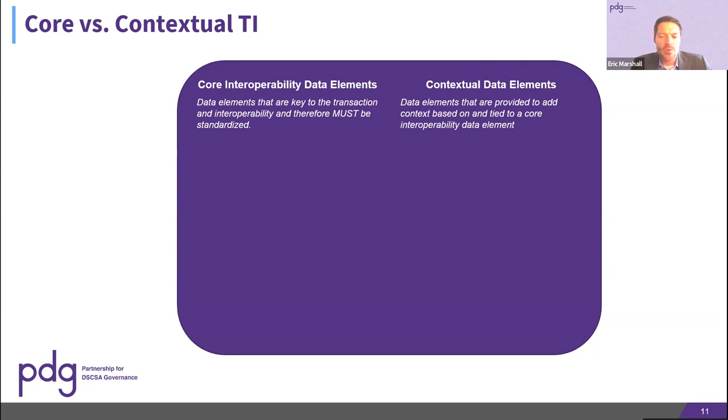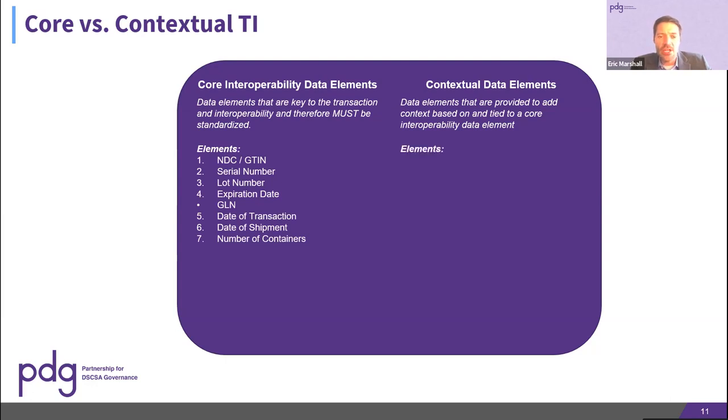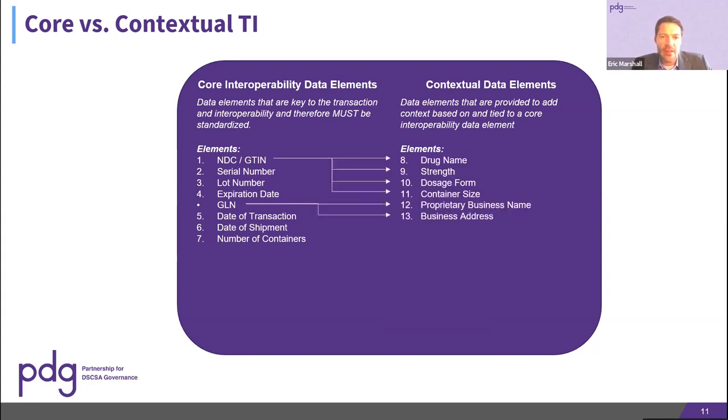As I mentioned, TI is really a set of 13 different data elements. Certain of those data elements are critical to achieving interoperability, and therefore their standardization is critical and required. You can see those 8 elements on the left there. Versus contextual data, these are additional data elements that can be referenced back to some of those core interoperability data elements. They are statutorily required data elements as part of the TI, but their standardization is not critical to achieving interoperability.